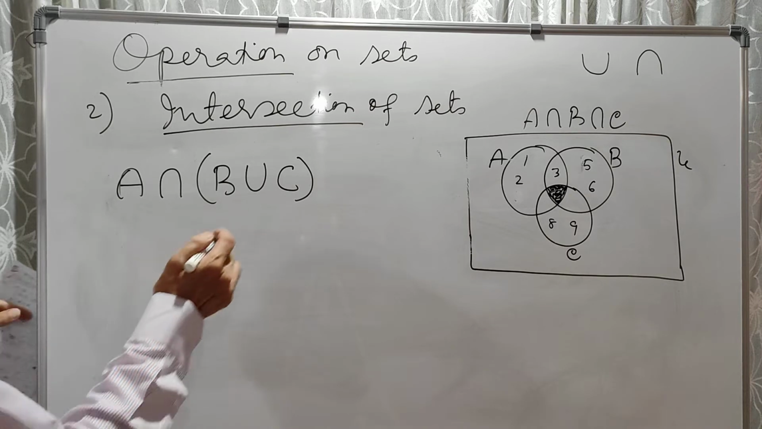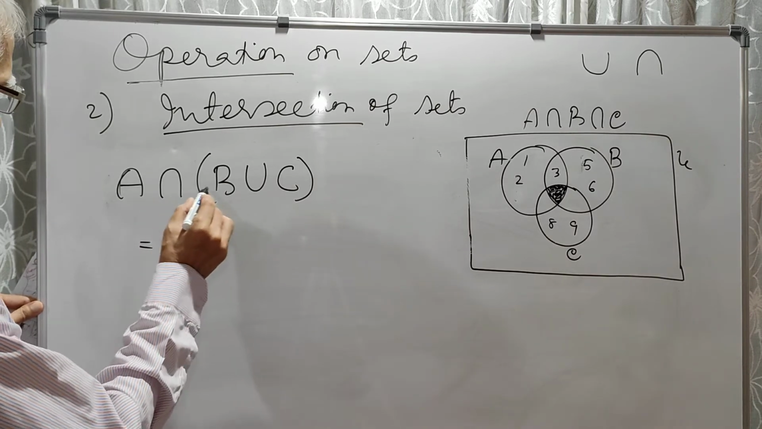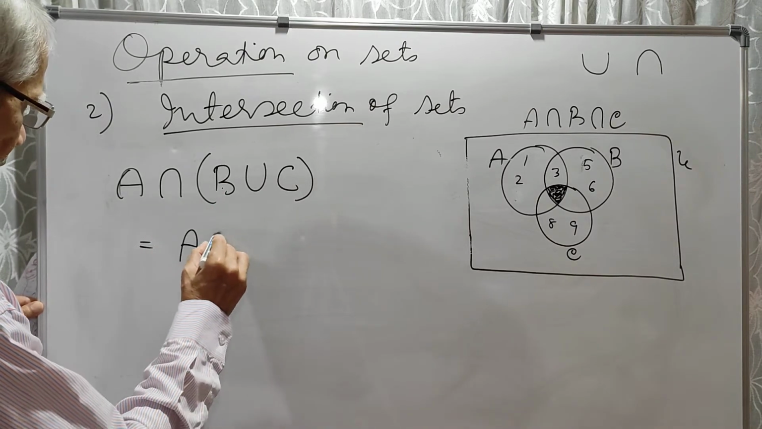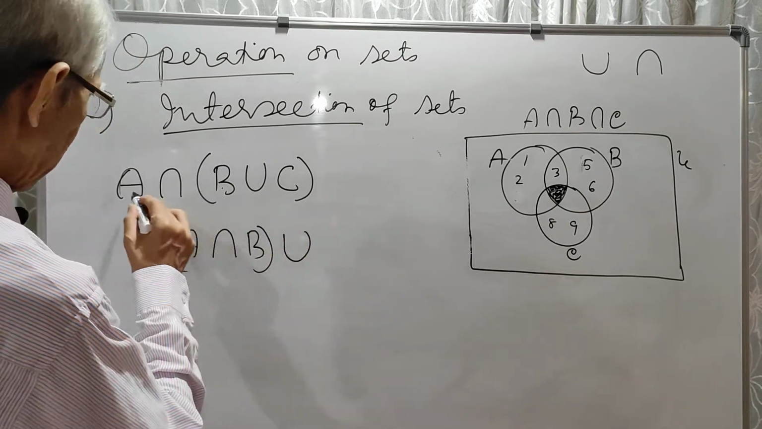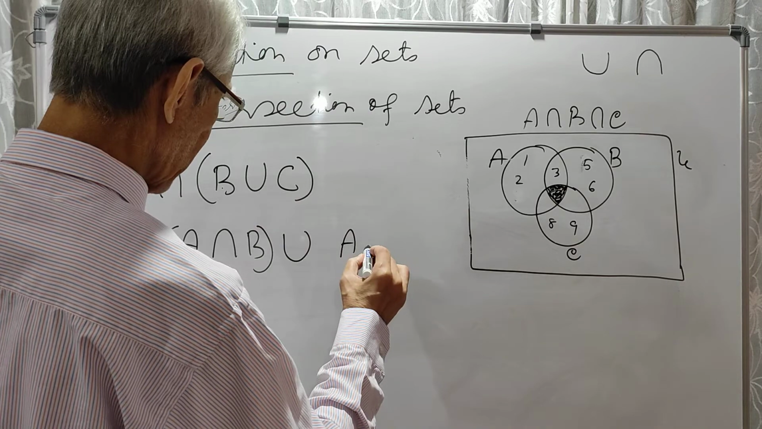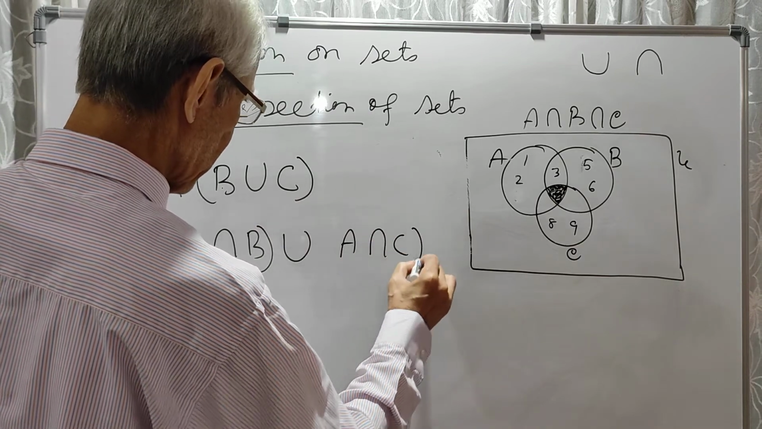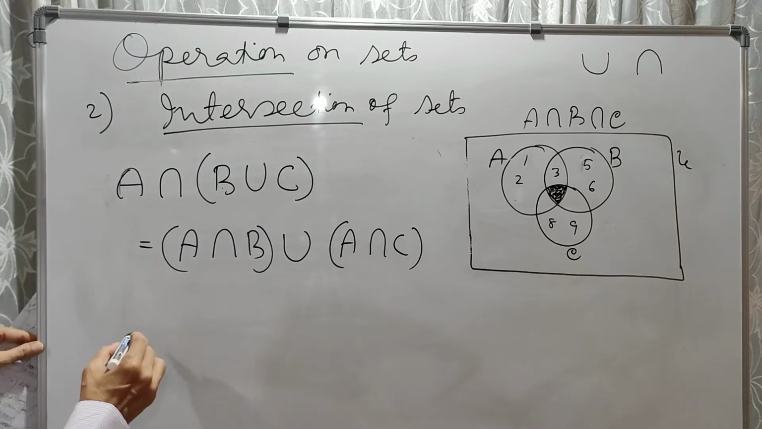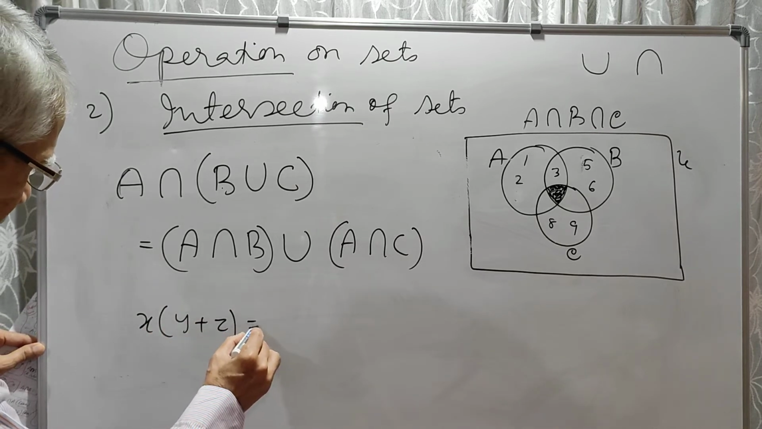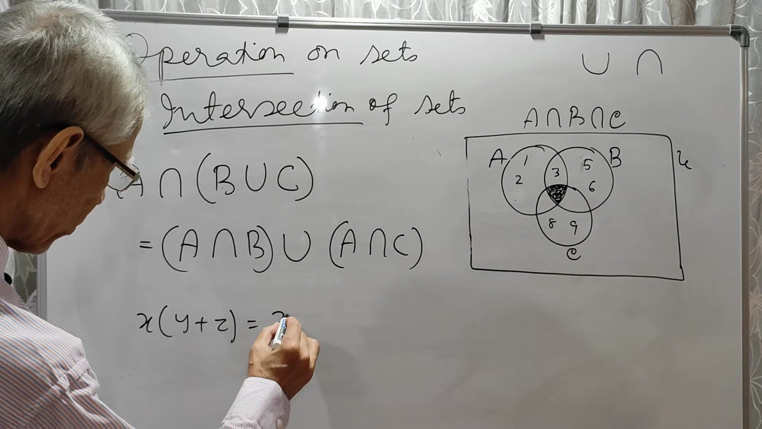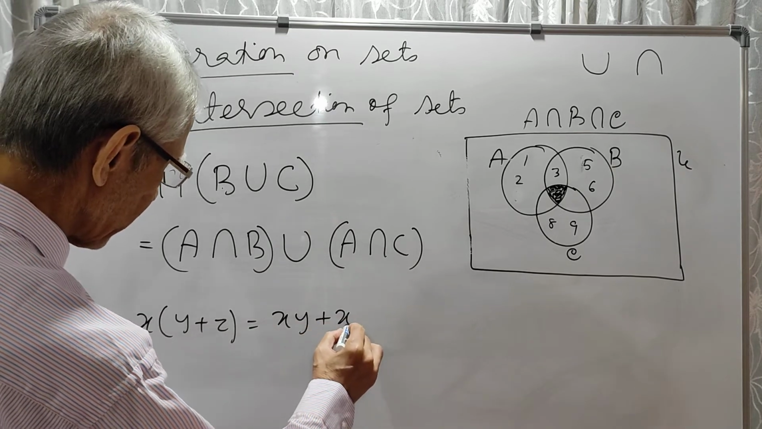So A intersection (B union C) will be equal to (A intersection B) union (A intersection C). You see it is like this. Suppose x into (y plus z). What is x into (y plus z)? Isn't it xy plus xz?